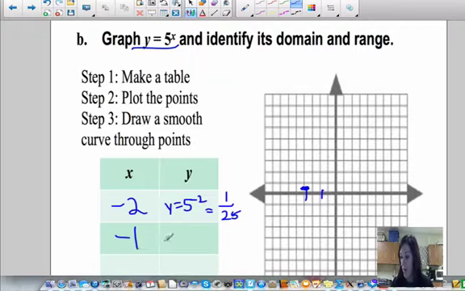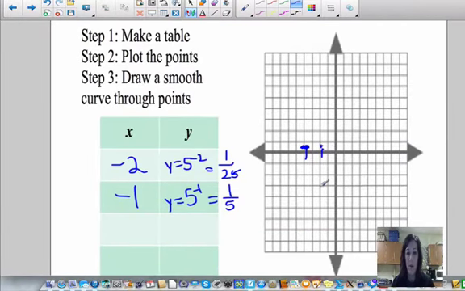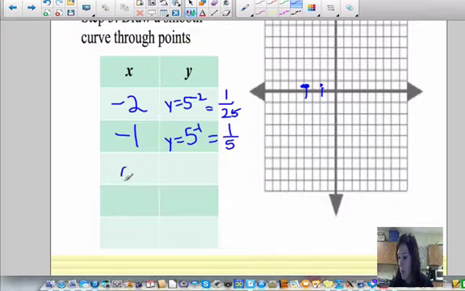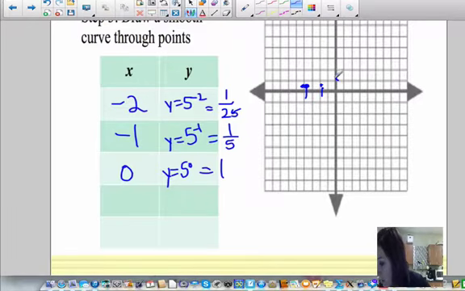-1. If I were to plug in -1, y equals 5 to the -1 power, which equals 1 over 5. So at -1, it's going to be just a little bit higher. If I plug in 0, y equals 5 to the 0 power. Anything to the 0 power is 1. So let's make that my 1 line, so 0, 1.